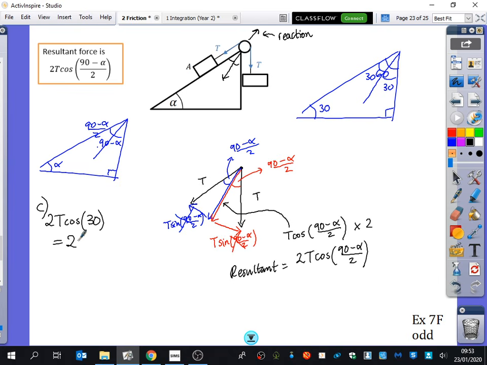And T, what was T from the previous slide? 21. It was exactly 21. So it's 2 times 21 times cos 30. So that's 42 times cos 30, which is root 3 over 2. So it is 21 root 3, aka whatever 21 root 3 is on the calculator. 36.4 newtons. Now, I remember this, but I'm a teacher who's taught mechanics for 8 years. So I obviously remember that. You are math students who have seen this for the first time.